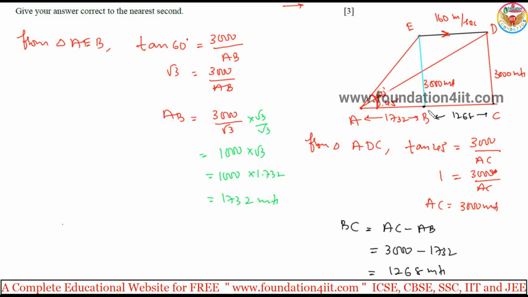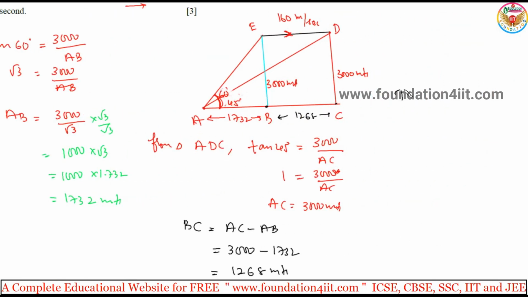To cover this distance of 1268, the plane took a speed of 160 meters per second. So how much time had it taken? Simple, the time is equal to distance by speed. It covered the distance 1268 with the speed 160 meters per second.